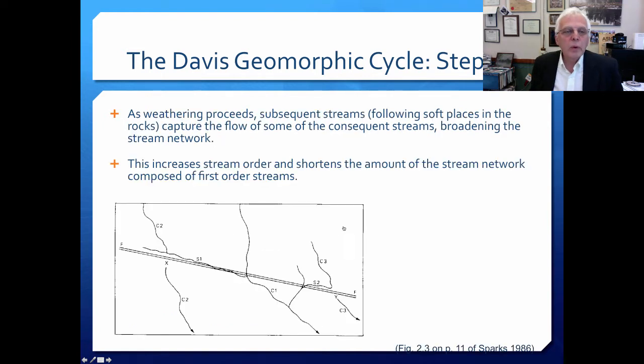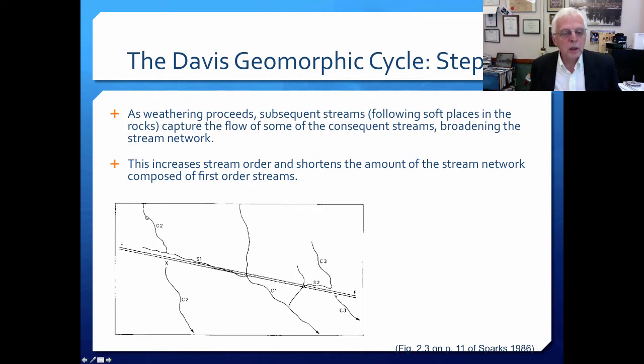So in step 4 in the Davis geomorphic cycle, as weathering proceeds, the subsequent streams, these are the streams that have followed soft places in the rocks, capture the flow of some of the consequent streams, and then they broaden out the stream network. This increases stream order because the first order streams are combining together, and it shortens the amount of the stream network composed of first order streams. So basically it begins to make a more complex sort of stream system.